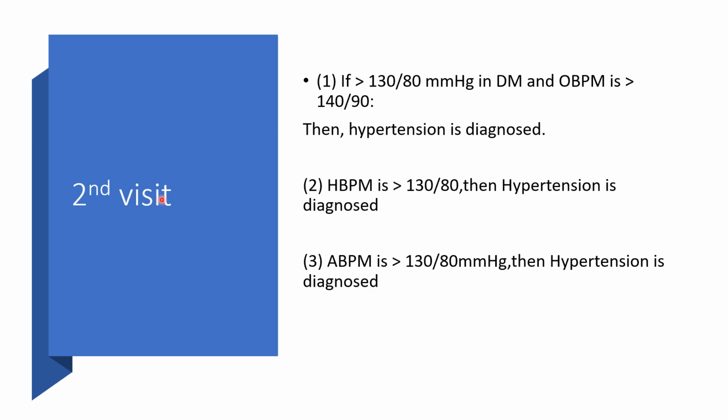Now, the second visit. This time, if we are now having the blood pressure that is greater than 130/80 and this person is diabetic, or the office blood pressure is greater than 140/90, then we can diagnose hypertension today. If home blood pressure is greater than 130/80, then we are going to make the diagnosis of hypertension today. If ambulatory blood pressure is greater than 130/80, we will make the diagnosis of hypertension today.